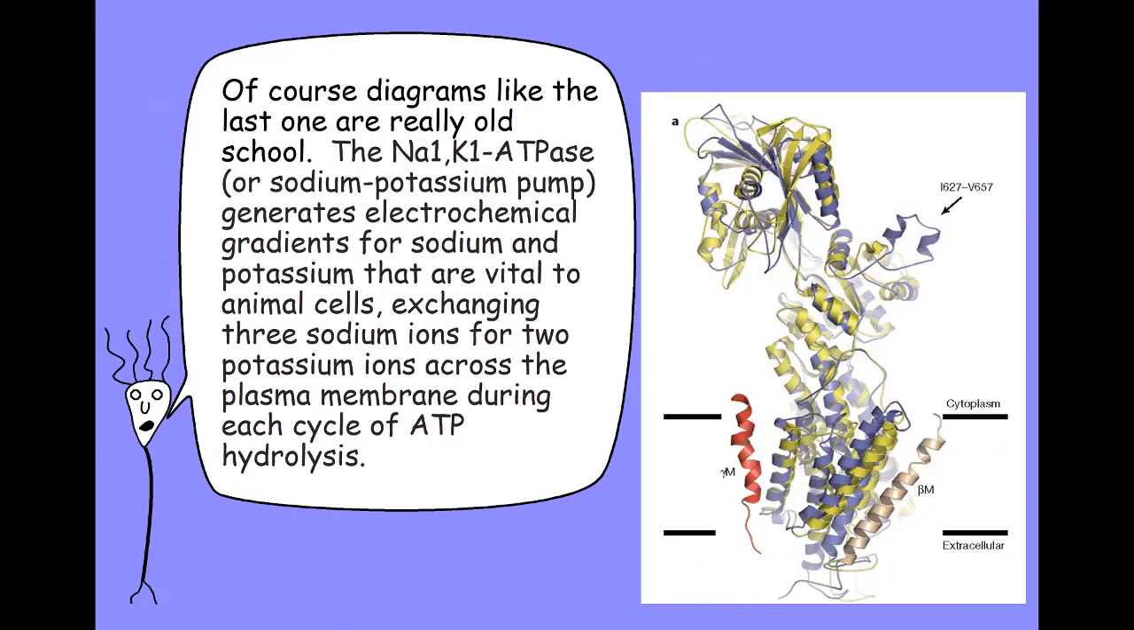Now those diagrams are just schematic diagrams. This is a depiction of the Na+/K+ ATPase, or the sodium-potassium pump. It generates electrochemical gradients for sodium and potassium that are vital to animal cells, and in doing so, it exchanges 3 sodium ions for 2 potassium ions across that plasma membrane during each cycle of ATP hydrolysis.